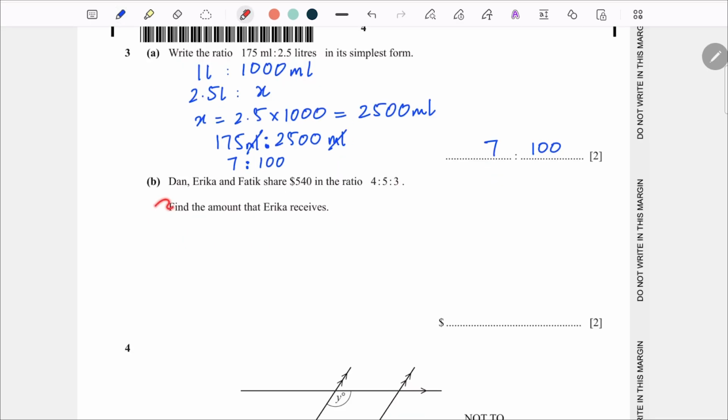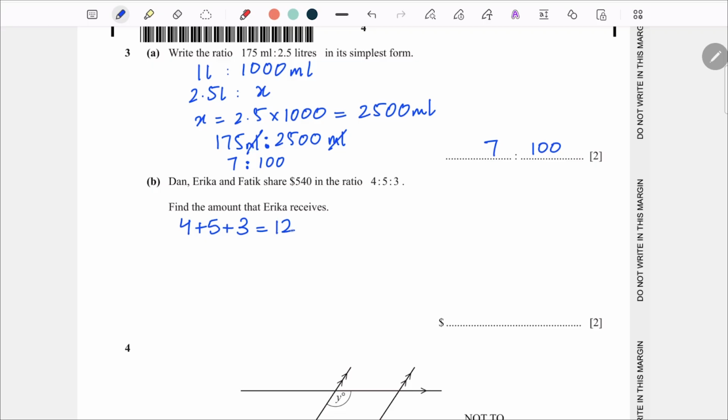In question number 3b, Dan, Erica, and Fatik share $540 in the ratio 4:5:3. Find the amount that Erica receives. So Erica's amount in ratios is given. We need to find it in dollars. So basically, first we'll find the total number of shares. 4 plus 5 plus 3, that is equal to 12.